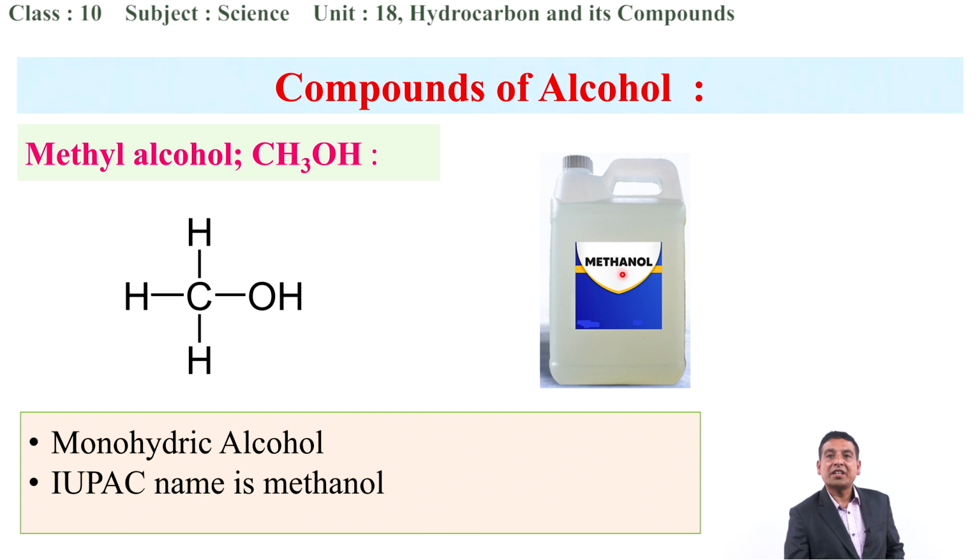The container can be like this. This is a monohydric alcohol because it consists of only one hydroxyl group, and the IUPAC name of this compound is methanol. Time and again I am repeating the word methanol, so this helps you to memorize the term methanol.